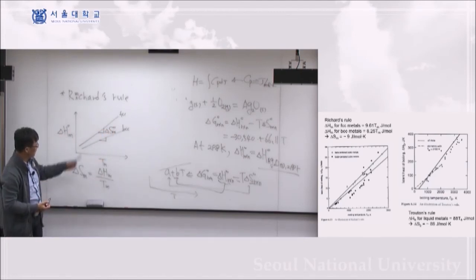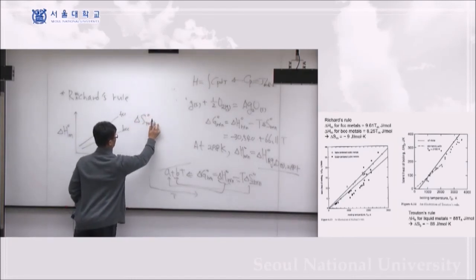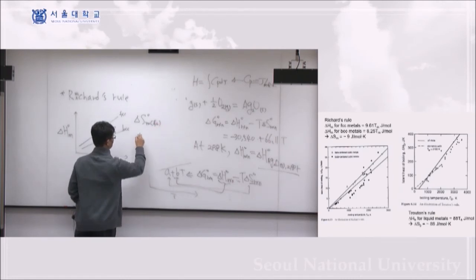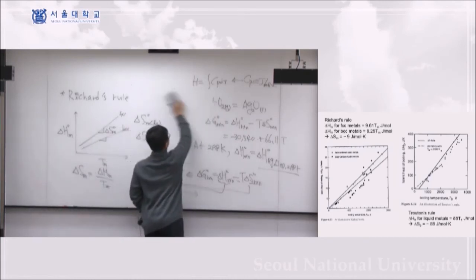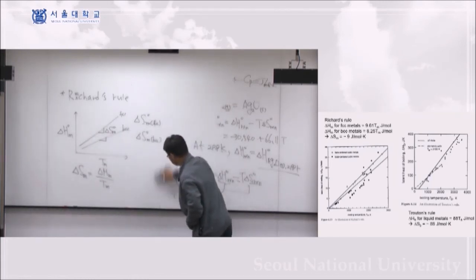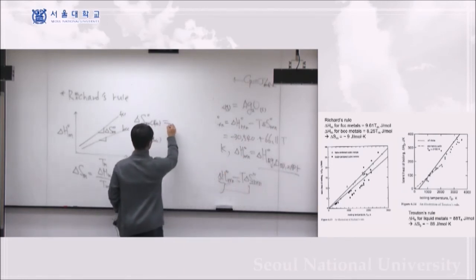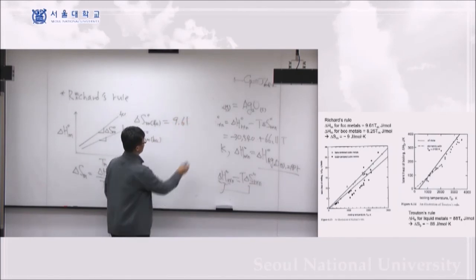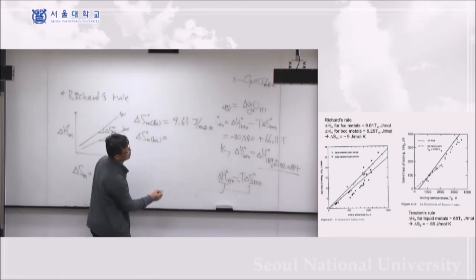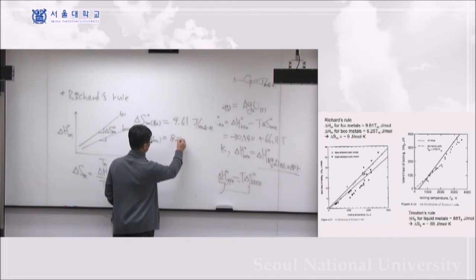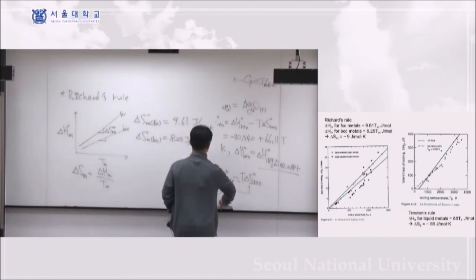And then he found out that this delta S of melting for the FCC phase has a certain value, more or less, and that value here is about 9.1 joule per mole Kelvin, or this one was about 8.25 joule per mole Kelvin.